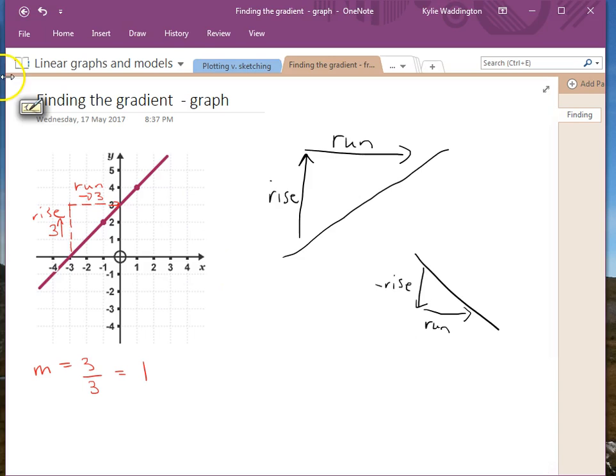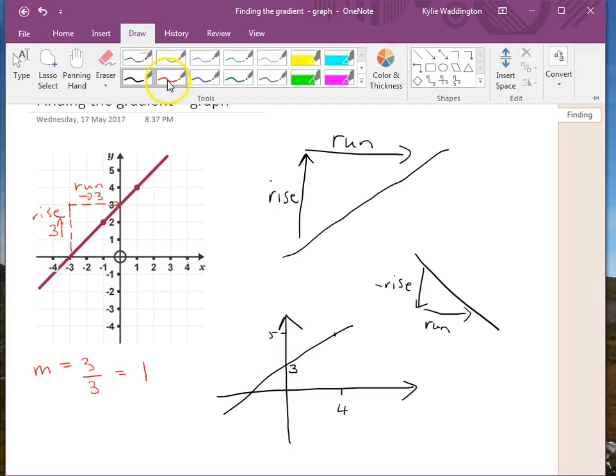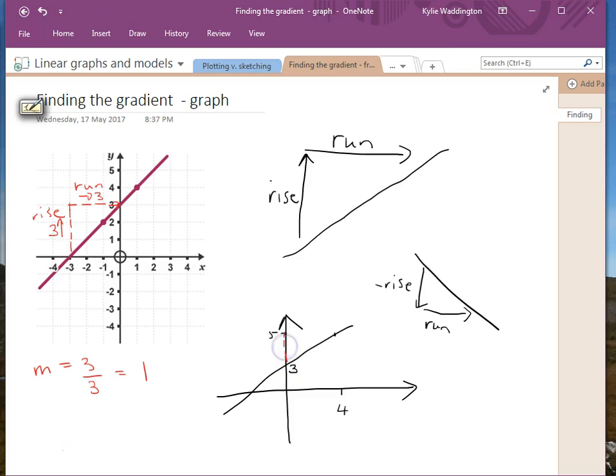Now, if I was to have a slightly different graph, and again, I'm just going to do this as a sketch, all we have to do is count how many points we go up. So if we say that this is 3, and we'll go to a point here that's 4 and 5, we would say, okay, how many do we go up? We go up 2, because the difference between 3 and 5 is 2. We go across 4, which gives us a rise of 2, a run of 4, which gives us a gradient of 0.5.